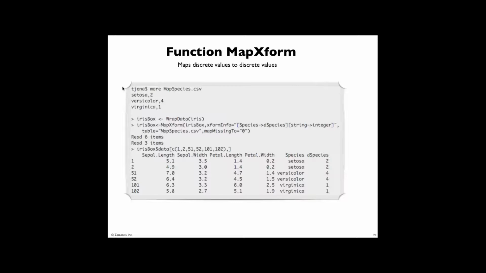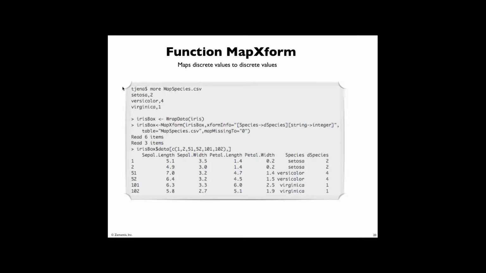All right, the next one is the map transform. It's pretty intuitive. You map values from one to another. Okay, so in this example, to show the format, I transform the value species to another derived field, dspecies, and here's the information how you give it to the map transform function.